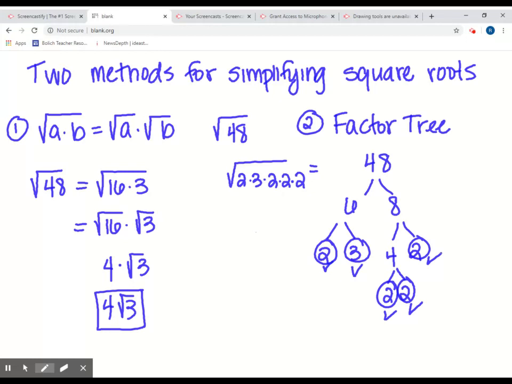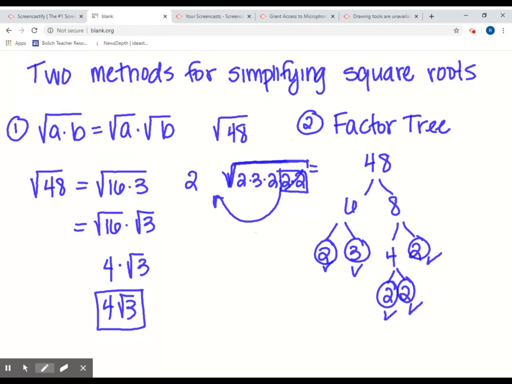So now what we want to do is make perfect squares by multiplying the same two numbers together. So when I look inside my square root right here, let's make a perfect square. So we know that 2 times 2 makes a perfect square of 4, and the square root of 4 is going to be 2.